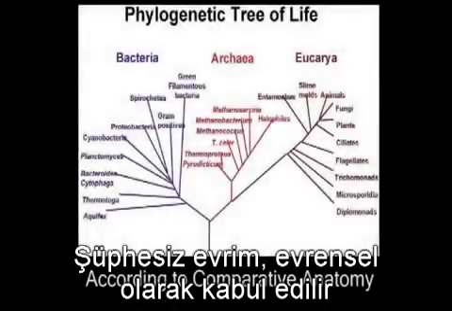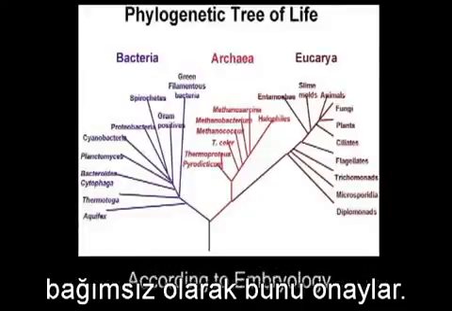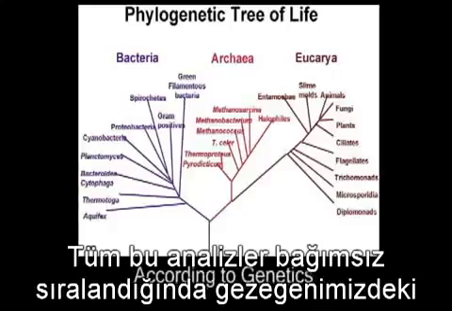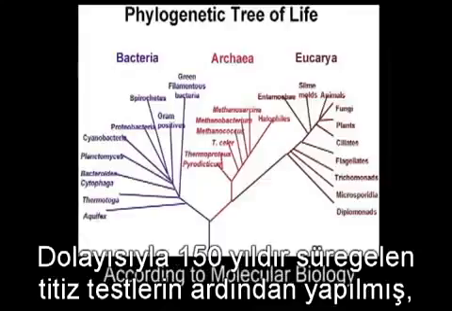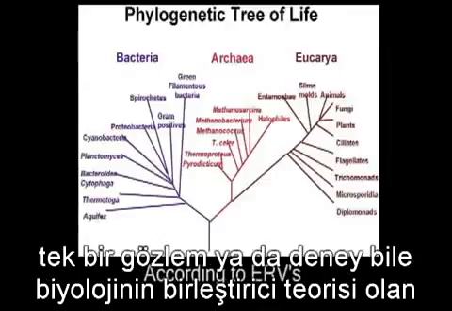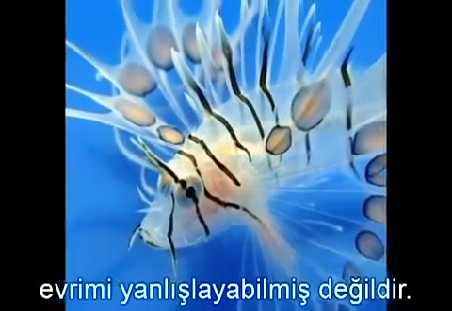Indeed, evolution is universally accepted as the origin of species simply because every aspect of every discipline in biology confirms it independently. All of these analyses independently line up to give us a clear picture as to the history of life on this planet. It is for this reason that after 150 years of rigorous scientific testing every day, not a single observation or experiment has been made which has falsified the unifying theory of biology.